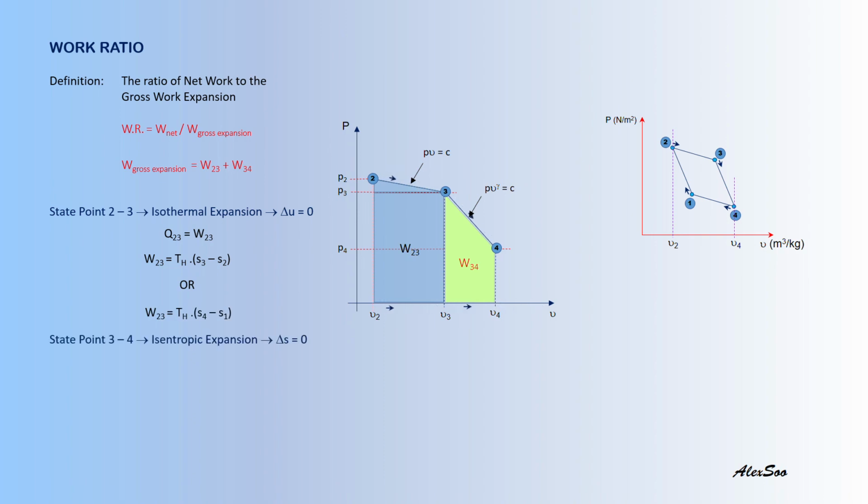Then 3 to 4 is an isentropic expansion process where the change of entropy is 0. Remember, isentropic represents constant entropy, or adiabatic refers to Q equals 0. So in this case, you don't have heat, but you have work output based on the PV diagram. So we have work equal to this since Q is equal to 0 based on the non-flow energy equation. So you have this or this.